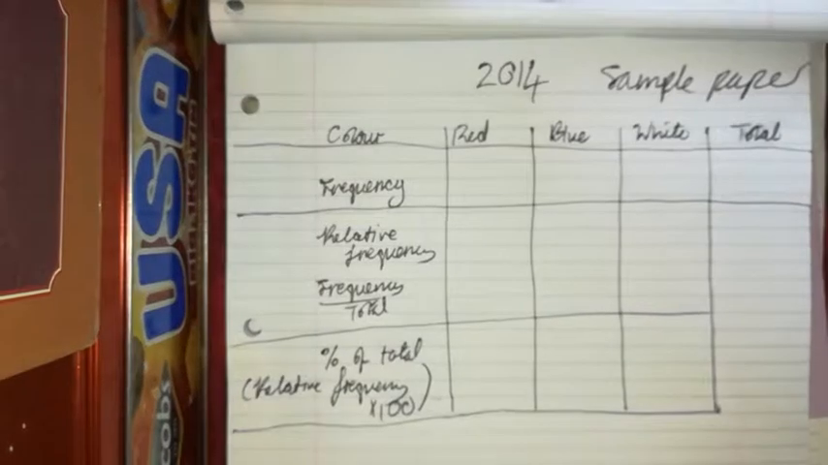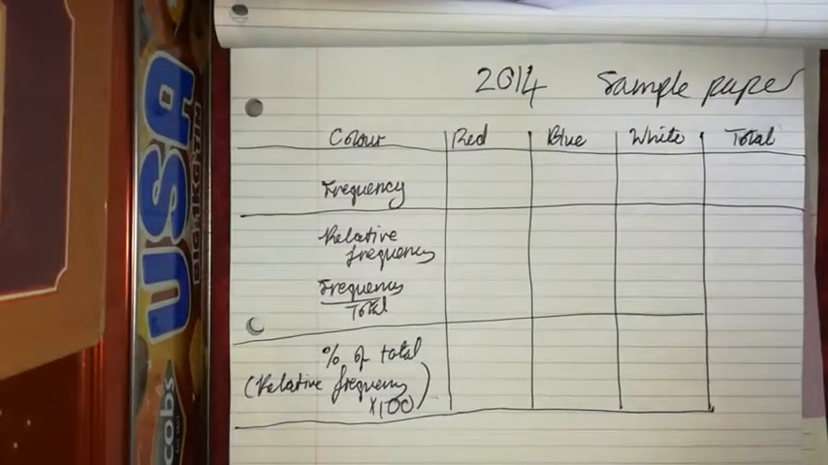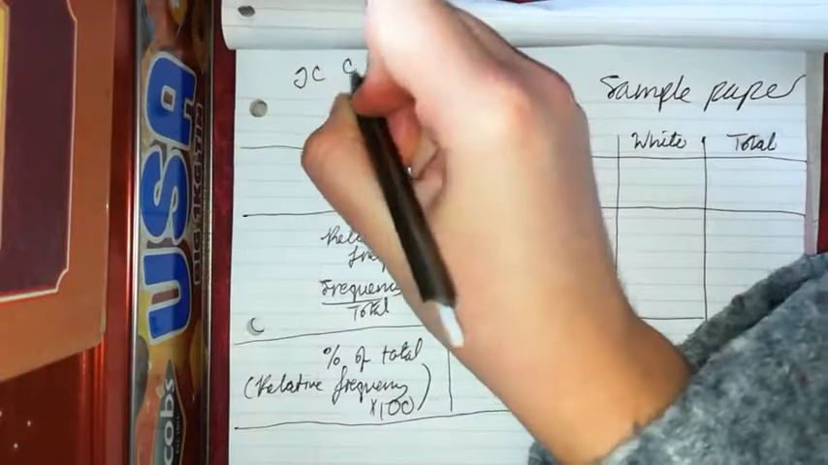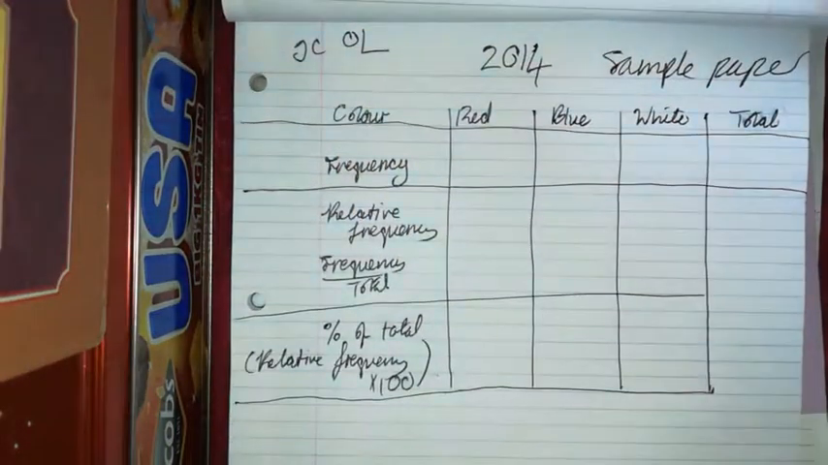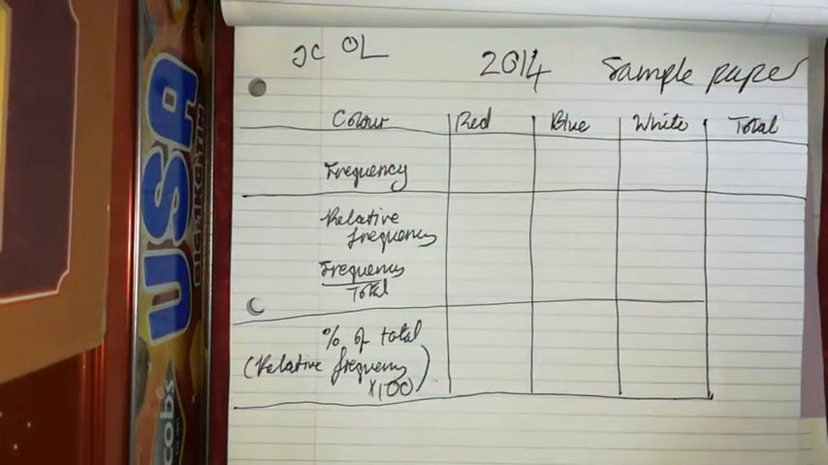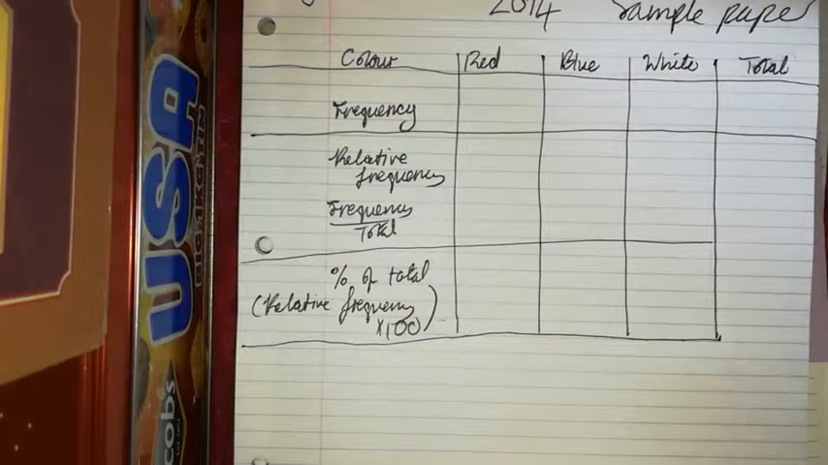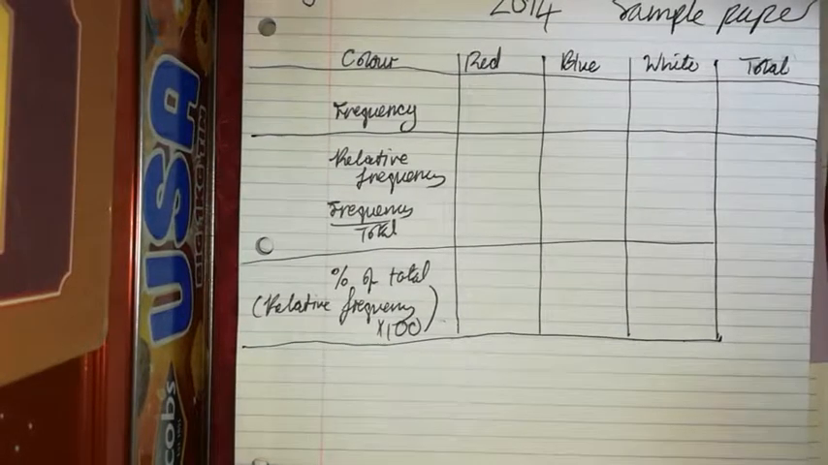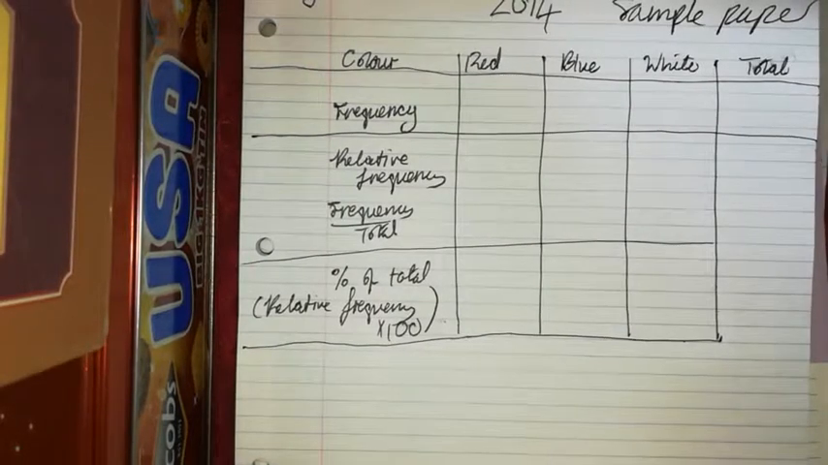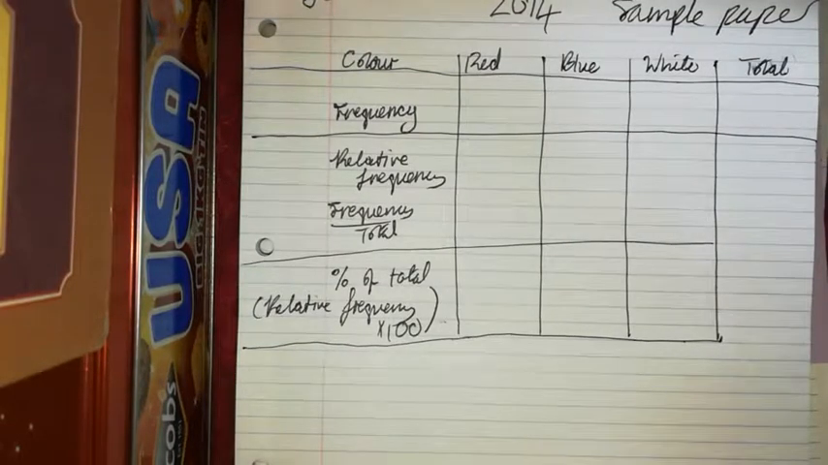So here you have the 2014 sample paper. This is paper 2, junior cert ordinary level. And the first question that comes up: we are told that there's a bag that contains red discs, blue discs and white discs. In an experiment, each student in a class of 24 takes out a disc, records the colour and replaces it. This is repeated 10 times. The results from the class are recorded in the table.